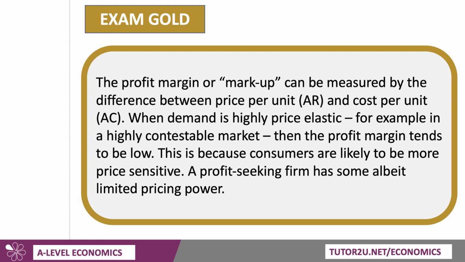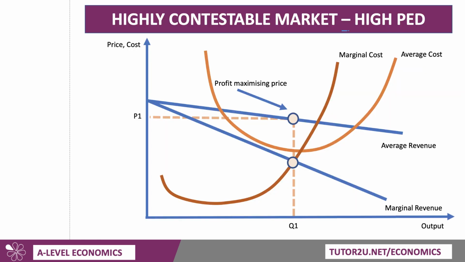Price minus average cost. Consider, for example, a highly contestable market where demand is highly price elastic, a coefficient of elasticity of demand well above 1, for example. In those kind of markets, we find the profit margin tends to be quite low because consumers are sensitive to the price, and therefore a profit-seeking firm with many competitors has some, albeit limited, pricing power. So let's see how we show this.